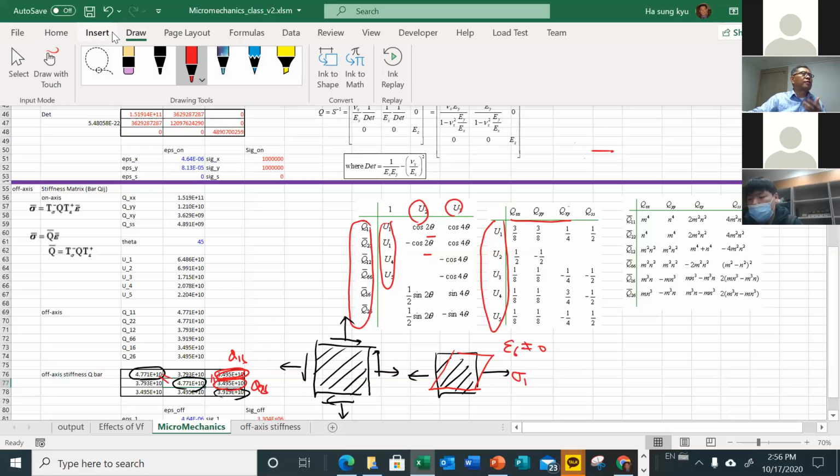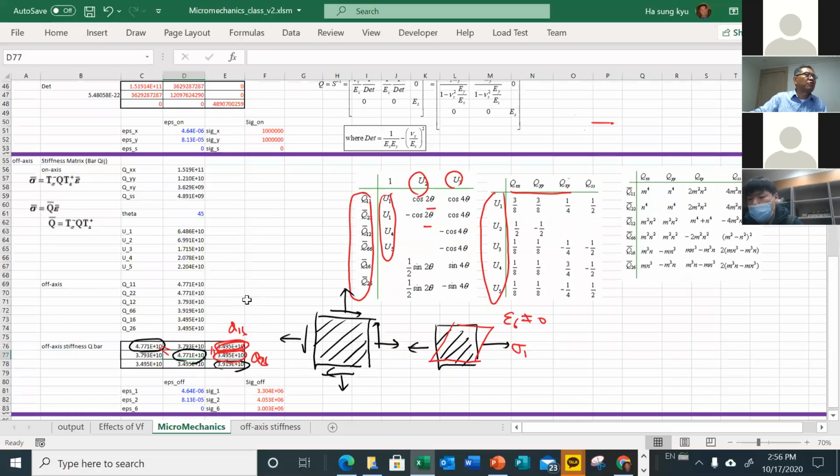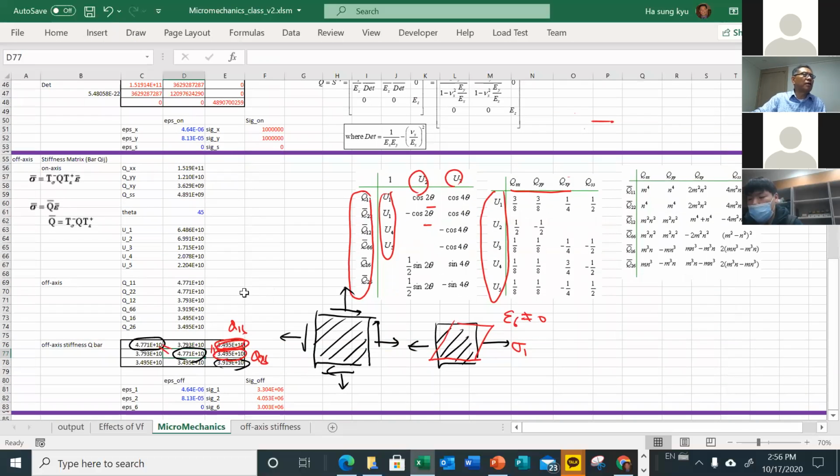So through these checks and values, we are understanding more and more about the composite behavior. So please just try to understand how these values are changing according to the angle.